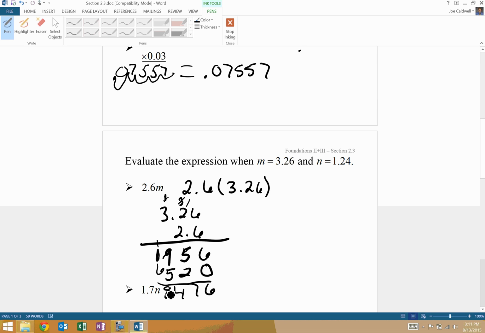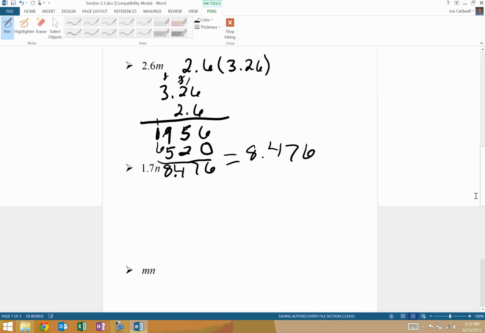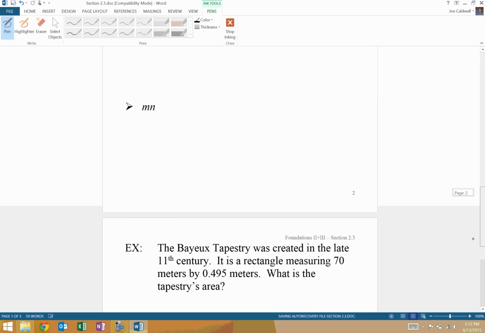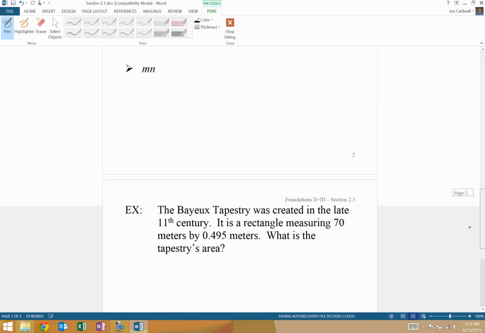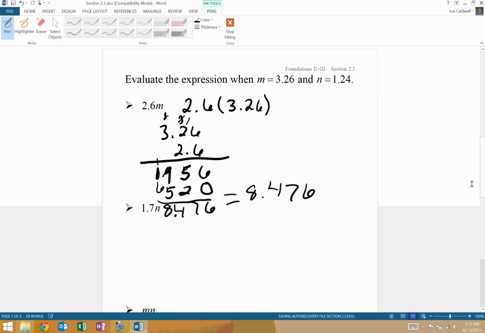Got into our other problem here. How many total decimal places? 1, 2, 3. 1, 2, and 3. So let's clean that up a little bit. 8.476. Multiply like normal. Add up your decimals. Okay? So do one more, and I'll let you do M and N on your own. Actually, we'll figure that out together.